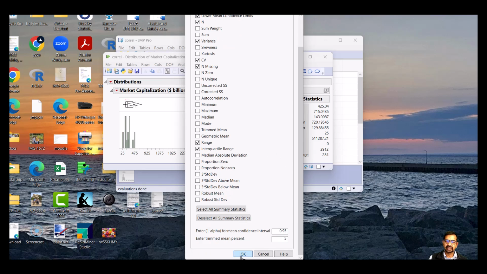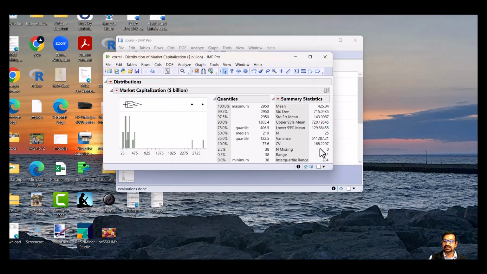And we click OK. So this tells us the coefficient of variation: our standard deviation, which is 715, divided by our mean, which is 425, times 100, is 168.2297. This shows a very high level of variability again, because by construction, mean and the variances are affected by the outliers.